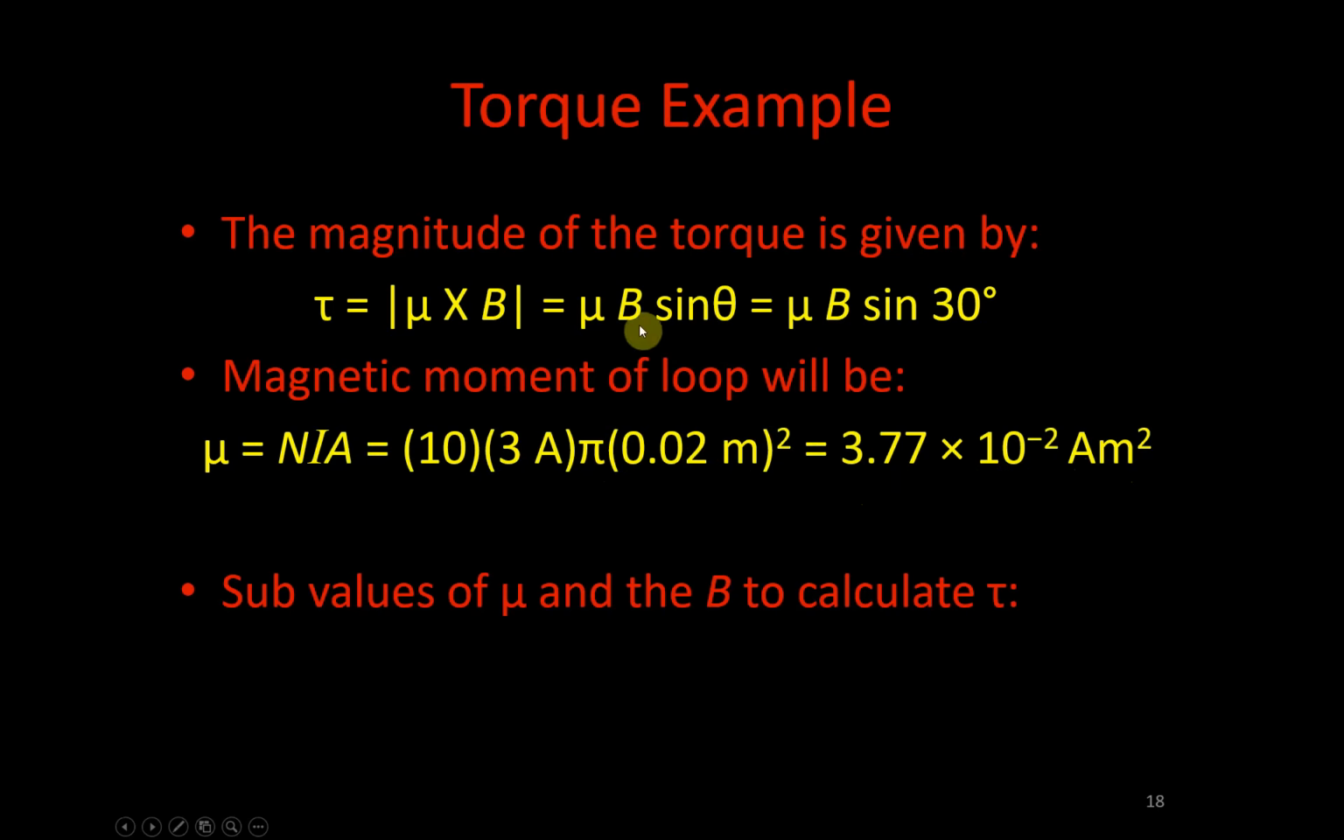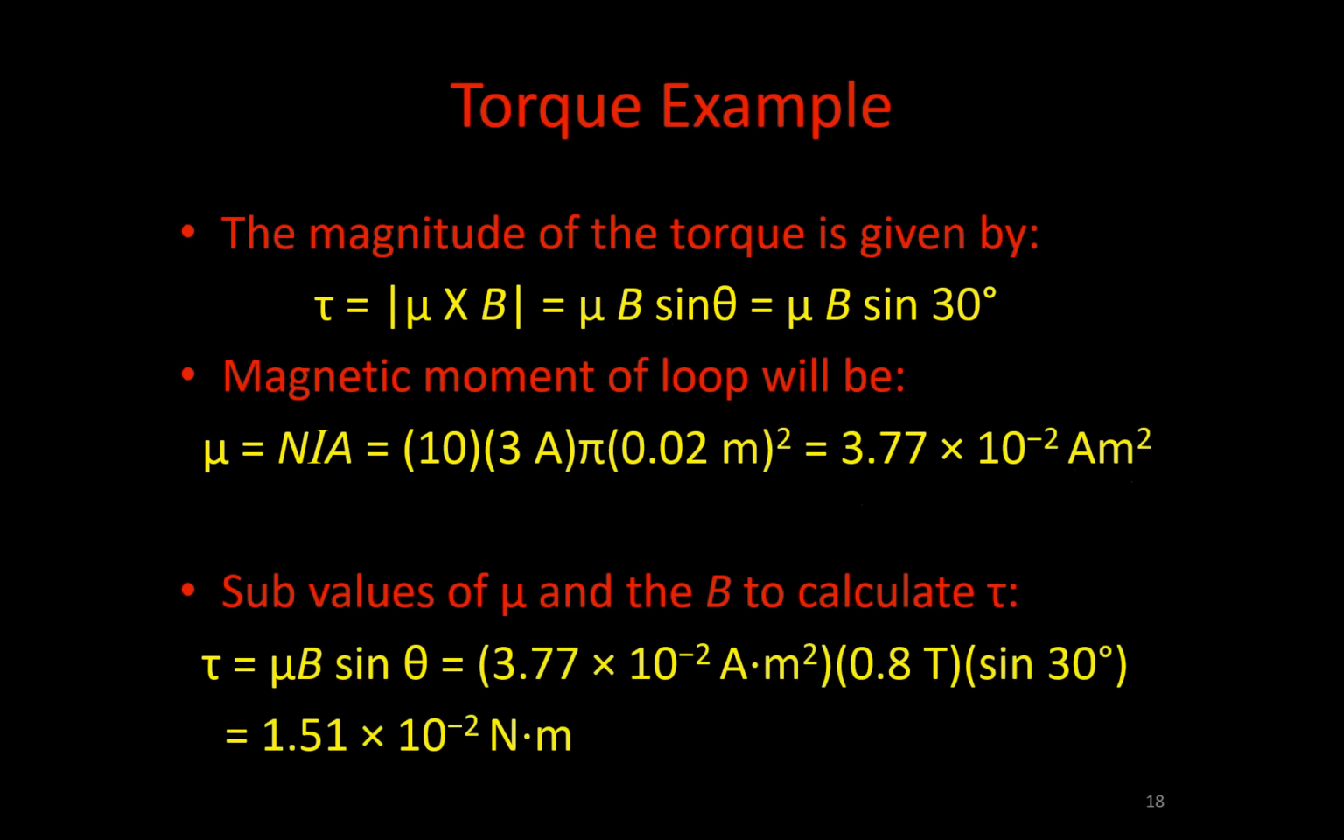Remember, our full equation is going to be mu B sine theta. We know what B is. It was given as 0.8 Tesla. So torque, tau I should say more accurately, is mu B sine theta, which is 3.77 times 10 to the minus 2, which is our mu value, times B, times sine of 30 degrees, which was the angle our circular loop was lying in the field, which will give us a 1.5 times 10 to the minus 2 Newton meter torque.